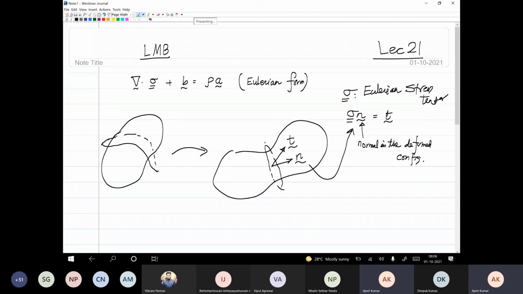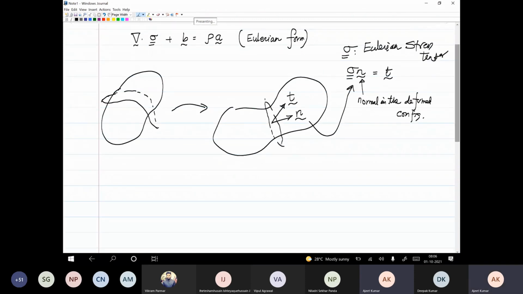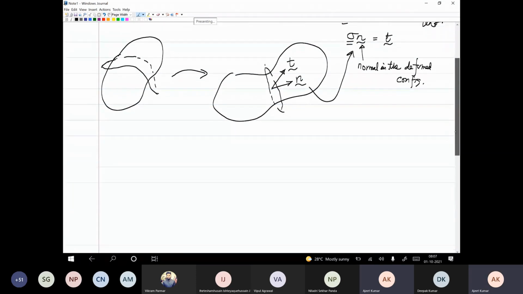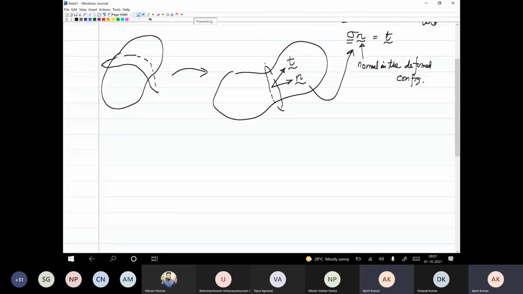Okay, so this is the linear momentum balance in Eulerian form. We'll now like to derive the same in Lagrangian form. All right. So let's see what I mean by that also. So again, the physical principle is the same, that net force is equal to rate of change of linear momentum for any part P of the body.